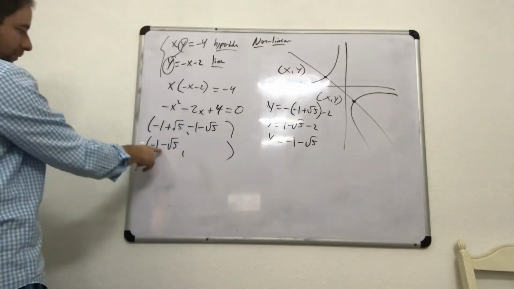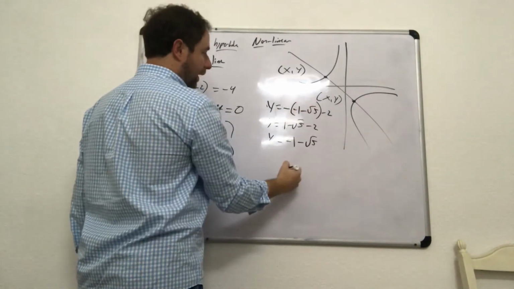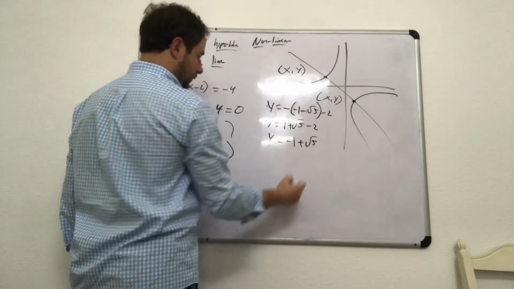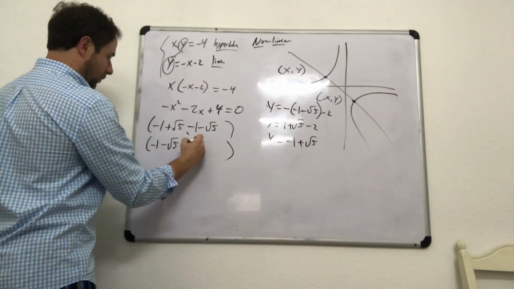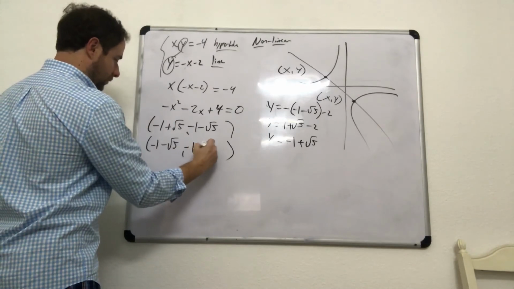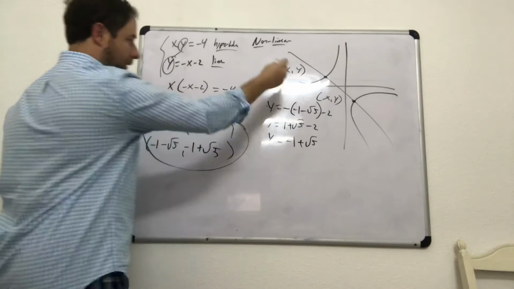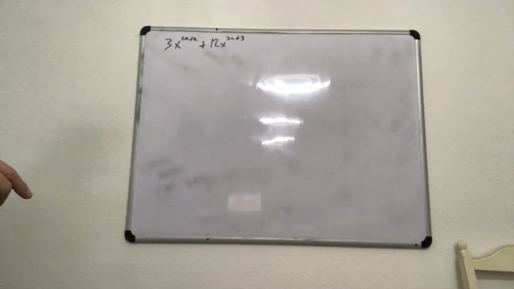And you can plug the other one in, negative 1 minus root 5. So right here we just put a minus, so this ends up being a plus. This ends up being plus. So you end up getting negative 1 plus root 5. And there are your 2 points that intersect each other. Not too tough. This next section that we're going to look at is factoring exponents, or exponentials.